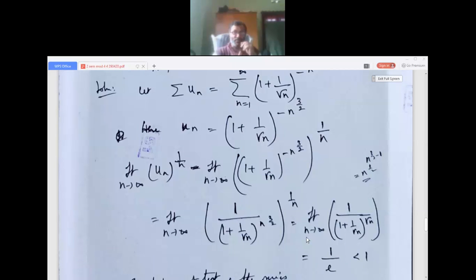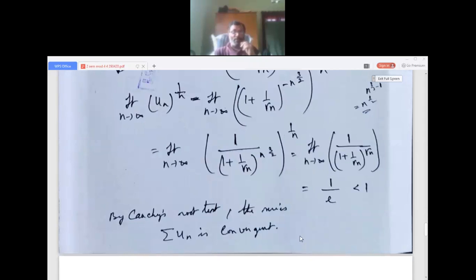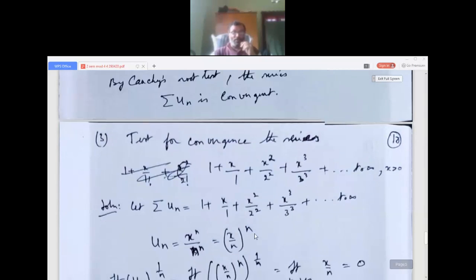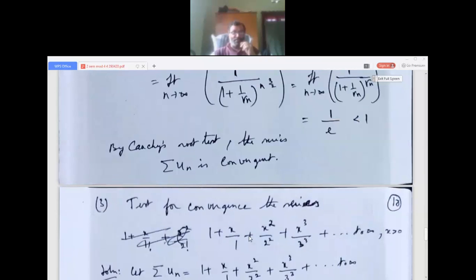Limit n tends to infinity 1 plus 1 by n whole power n is equal to e. So this will be 1 by e, and e is a number in between 2 and 3. So 1 by 2, that is certainly less than 1. You can see in the calculator. So by Cauchy's root test, the series sigma un is convergent. Okay. Now we take another problem.